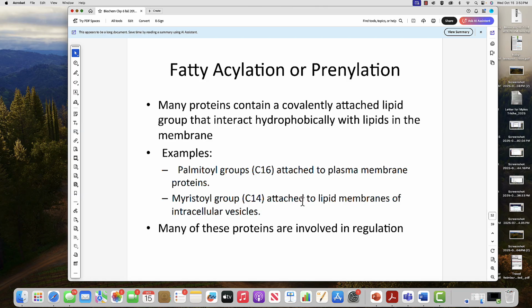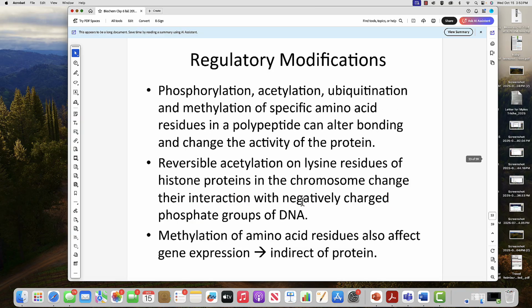Acetylation or prenylation is often used where a protein contains a covalently attached lipid group that interacts hydrophobically with lipids in the membrane, and many of these are also involved in regulation. And then you have your regulatory modifications. This would be your phosphorylation, your acetylation, your ubiquitination, methylation of specific amino acid residues. And this can alter the activity of a protein, okay?